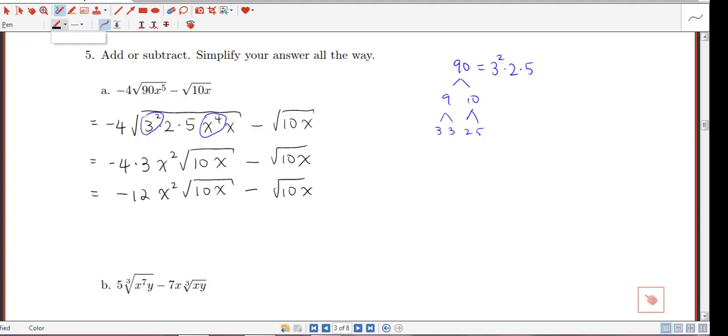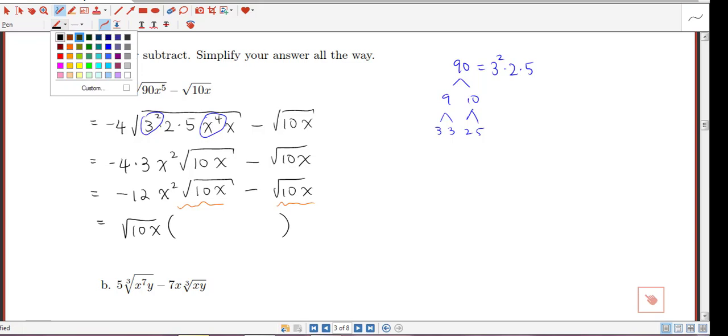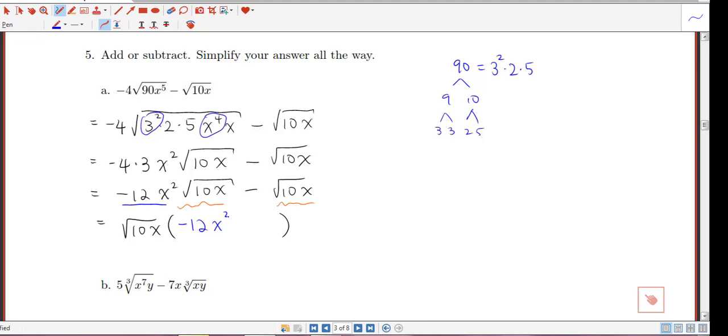All right, let's stare at this for a little bit. Do you see that we have the common terms here? Square root of 10x, and then another square root of 10x. Okay, so we could combine this together by factoring out the square root of 10x. So what we're going to do is this. Let's factor out the square root of 10x. Now what goes in the parentheses? Well, first one is going to be what? Negative 12x squared.